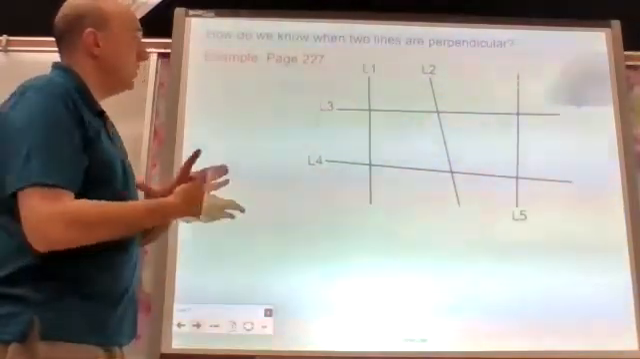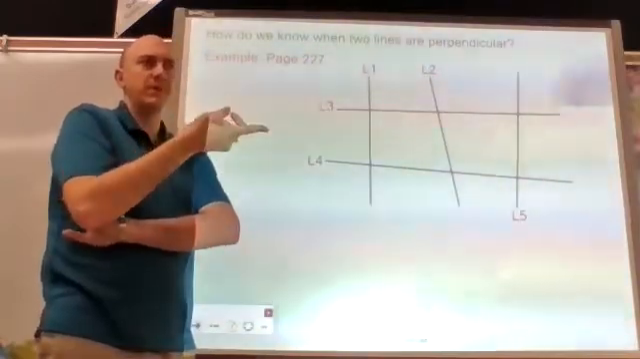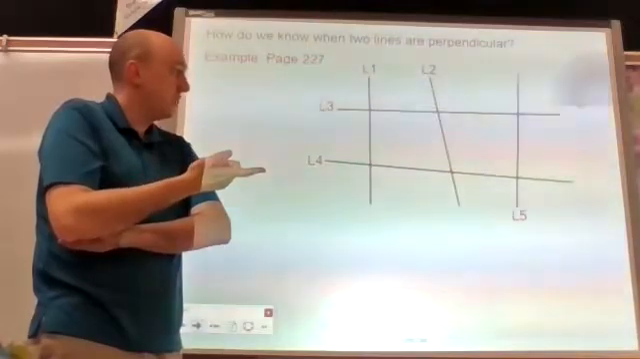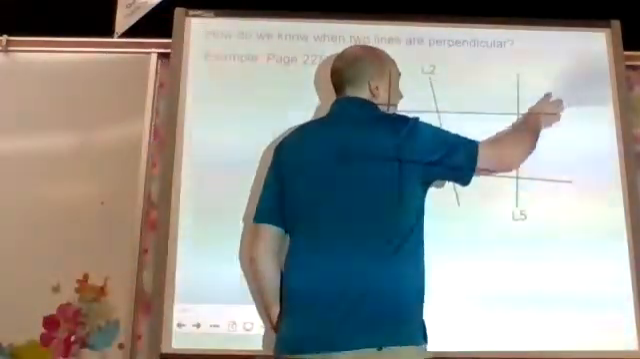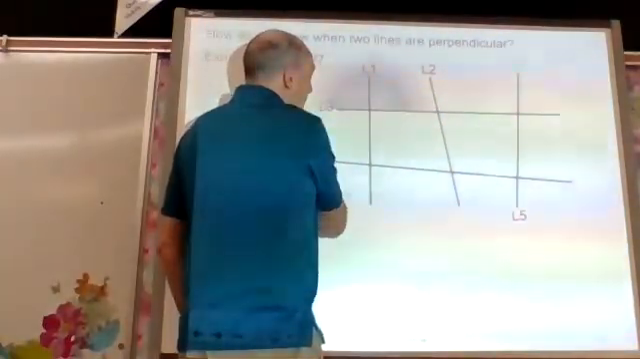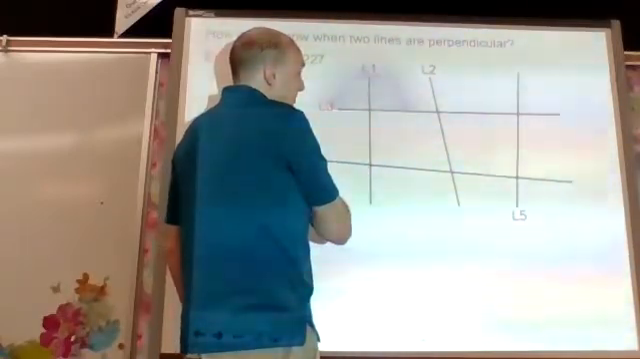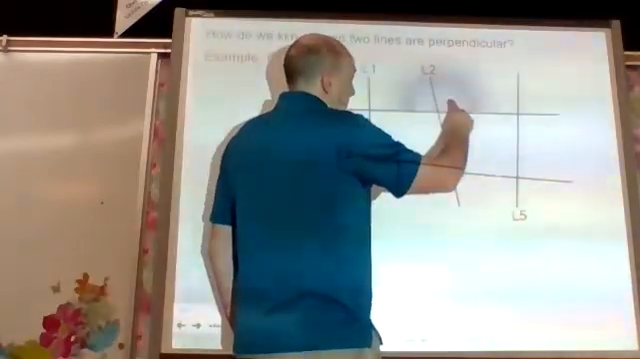All right, so how do we know when two lines are perpendicular? What does perpendicular mean? It means they meet at a right angle. So how do we know that that's true? We use a compass. Sometimes they're going to be right there, sometimes they're not. So we take our compass, we put this middle bit where our angle starts, and then we measure. Look, that's 90 degrees.